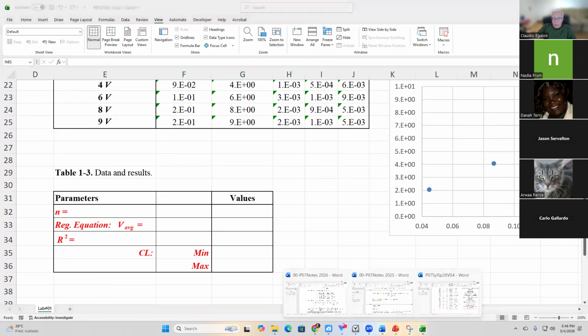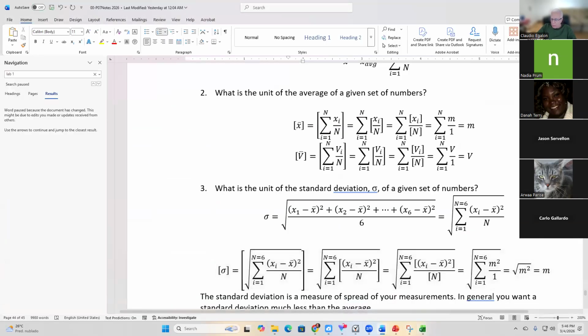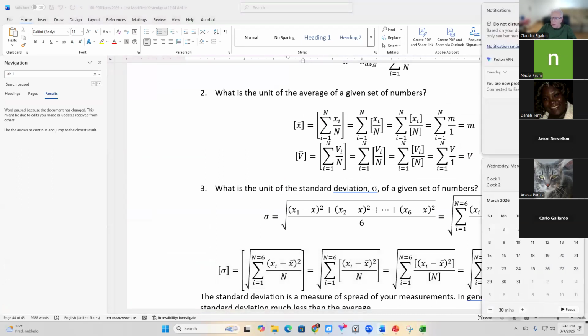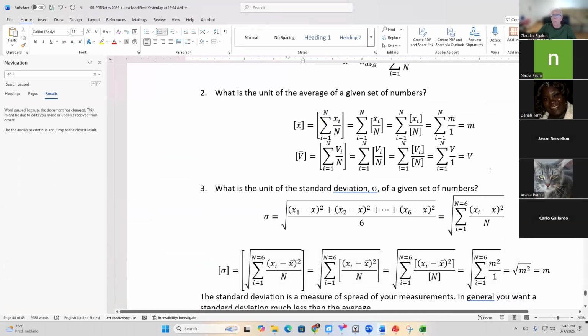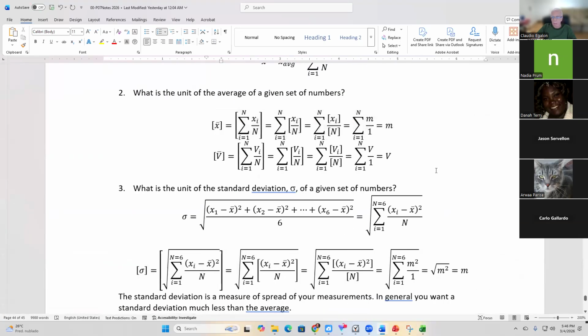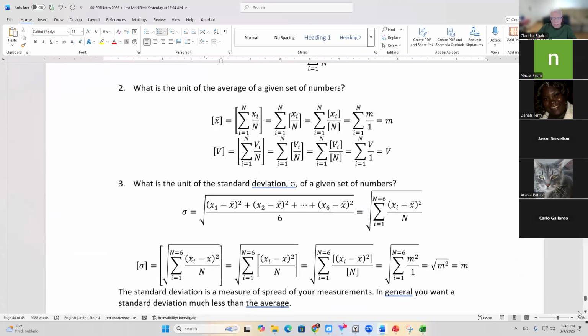So let's see, let's go back to what time is that? We are running out of time, right? 4 more minutes to go. It doesn't look like we'll be able to finish lab 1 today. Okay.